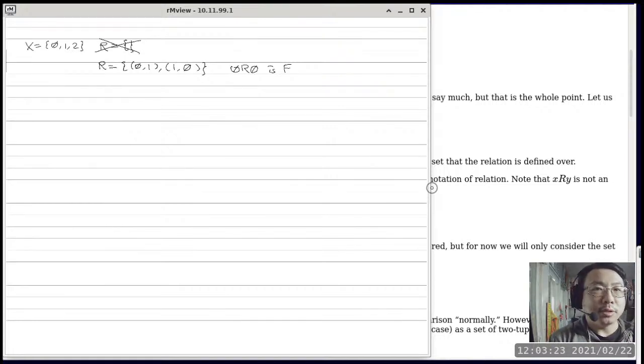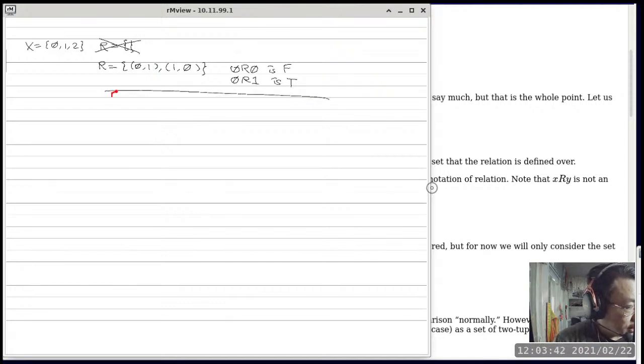So 0 R 0 is false because according to this relation, 0 does not relate to 0. On the other hand, if I say 0 R 1, then it is true because 0 does relate to 1, because we can see the 2-tuple (0, 1) over here. Let's look at another relation.